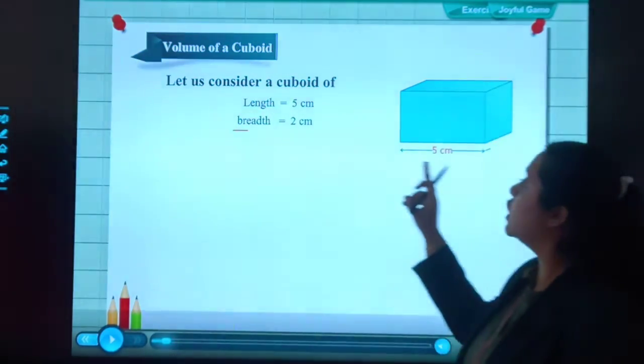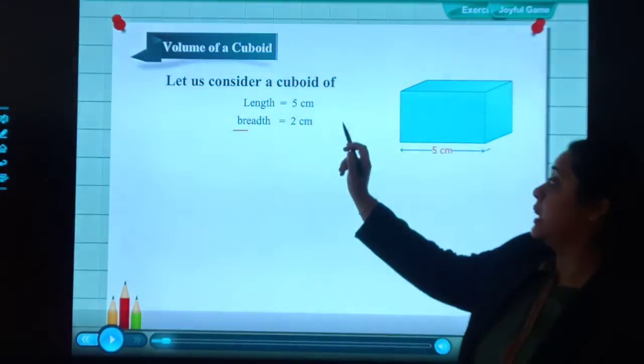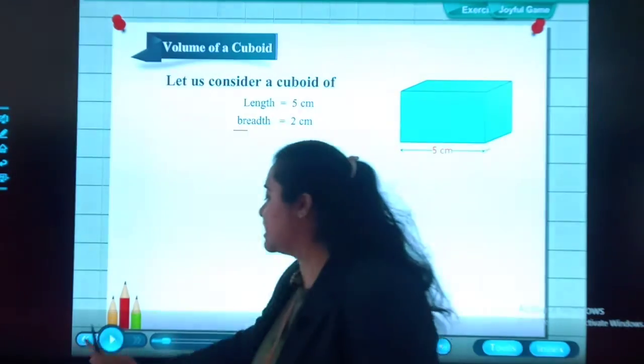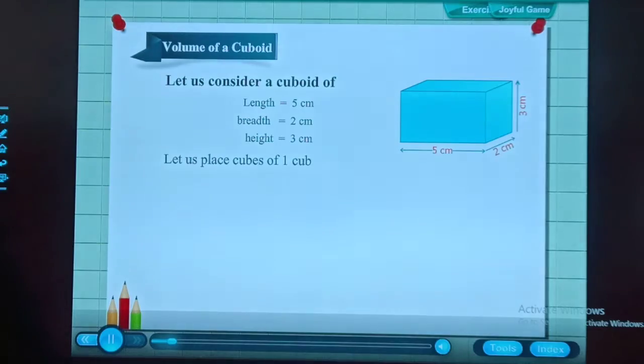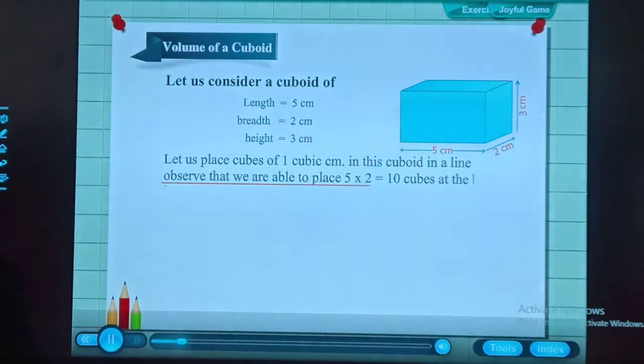This is a cuboid. In this, the length is 5 centimeter, the breadth is 2 centimeter, height 3 centimeter. Let us place cubes of 1 cubic centimeter in this cuboid in a line. Observe that we are able to place 5 into 2 equal to 10 cubes at the bottom layer.